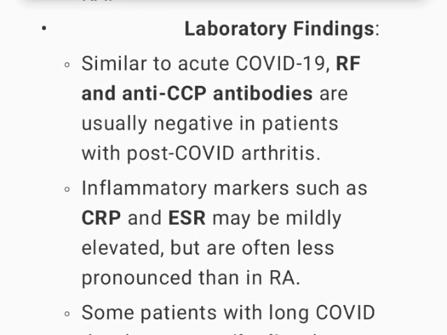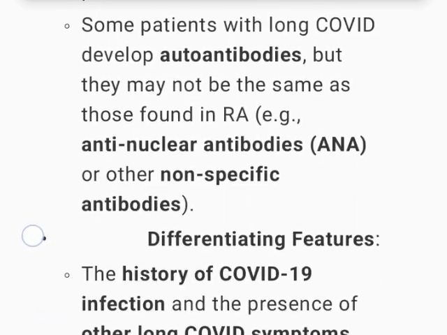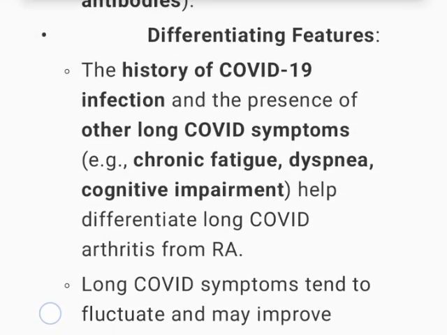Laboratory findings. Similar to acute COVID-19, RF and anti-CCP antibodies are usually negative in patients with post-COVID arthritis. Inflammatory markers such as CRP and ESR may be mildly elevated, but are often less pronounced than in RA. Some patients with long COVID develop autoantibodies, but they may not be the same as those found in RA, e.g., anti-nuclear antibodies, ANA, or other nonspecific antibodies.